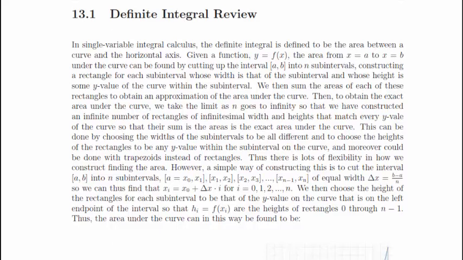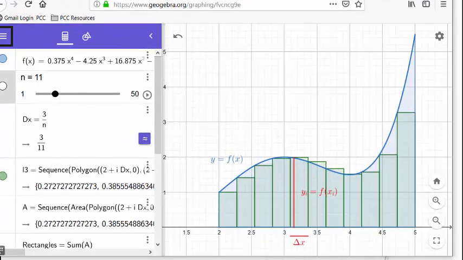Section 13.1, definite integral review. In single variable integral calculus, the definite integral is defined to be the area between a curve and the horizontal axis. And we can have negative area too, so if we're below the x-axis, then we consider that negative area. And if we wanted to find it as a positive area, we would just negate it and work with it that way. But given a function y equals f of x, the area from x equals a to x equals b under the curve can be found by cutting up the interval a comma b into n subintervals, constructing a rectangle for each subinterval whose width is that of the subinterval and whose height is some y value of the curve within the subinterval. Let's take a look at the graph so we can see what's going on here.